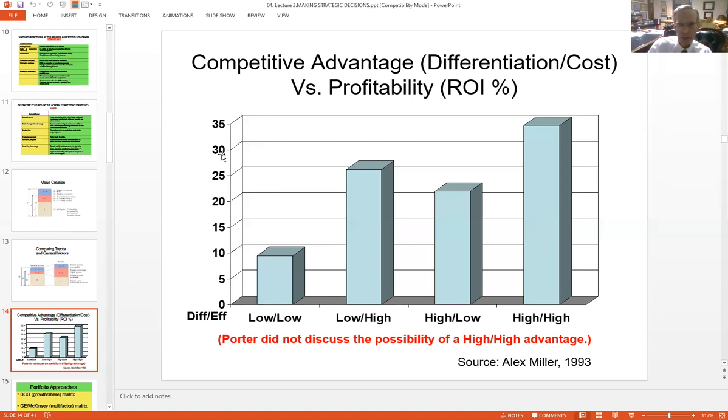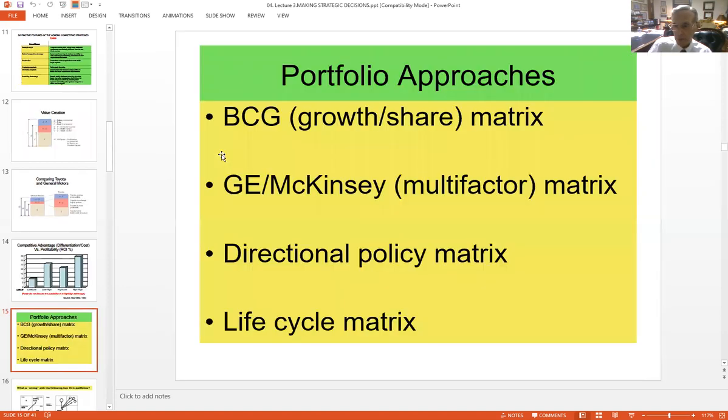If they have neither, Porter called them stuck in the middle. And the stuck in the middle companies are the ones on the far left here. And you can see that if they have neither low cost nor differentiation, their expected rates of return aren't very good at all. Not much higher than the cost of capital.